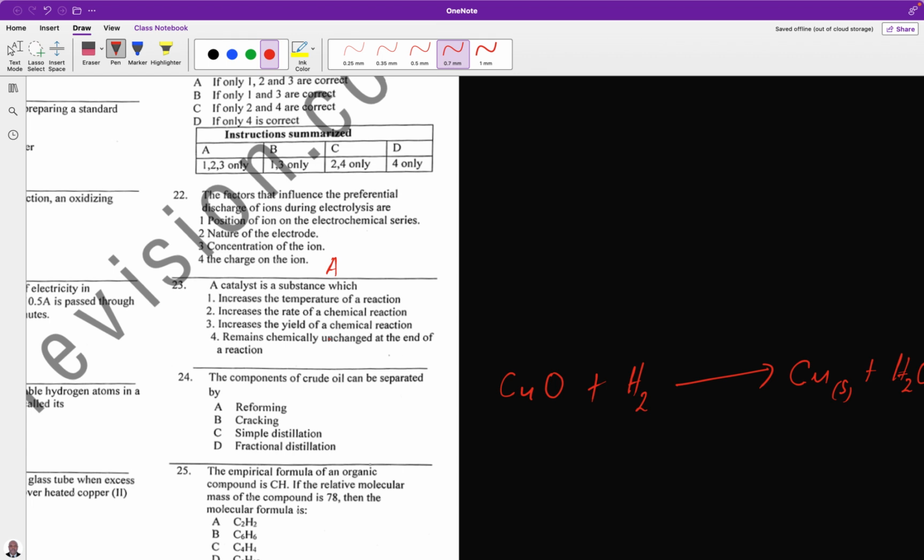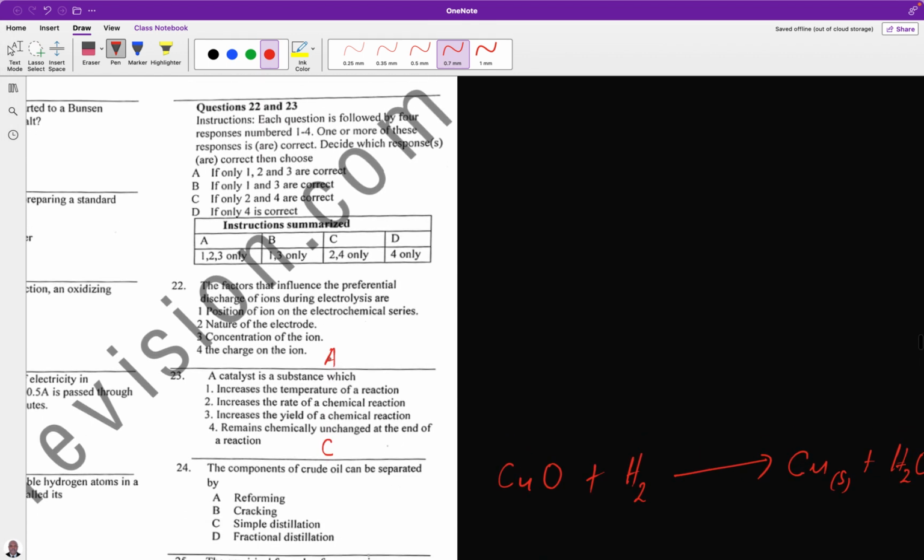So, looking at the answer column, I have only answer 2 that increases the rate of chemical reaction, and 4. 2 and 4 are the right answers. And if I go to the column, I will have C as my right answer. Question number 23 is C.